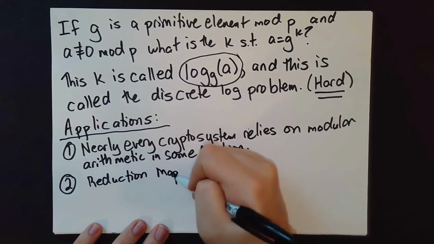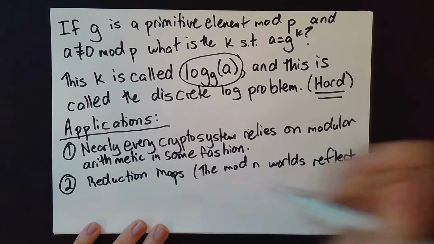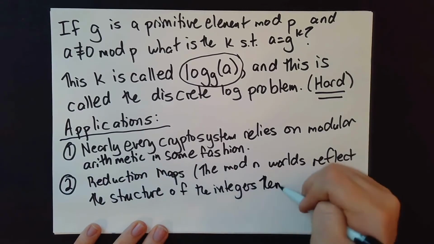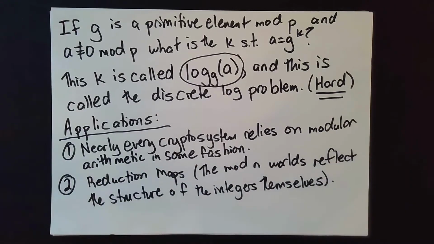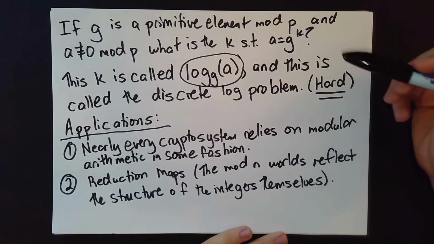The second thing we talked about that modular arithmetic often gets used for is what I'm going to call the reduction maps, by which I mean that the mod n world comes completely from the integer world. And so, really, each mod n world is reflecting the structures of the integers themselves. And so there are a lot of questions that you can ask about the integers that you can actually answer by using modular arithmetic for the right modulus. So I'm going to show you a couple examples.